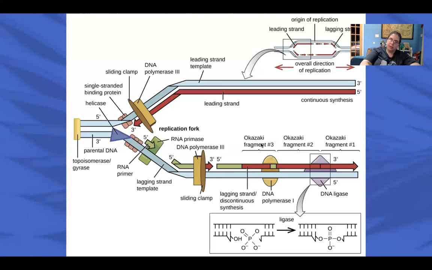Now, because we have all these fragments, we call them Okazaki fragments, and this strand takes longer to build because of the constant connecting and disconnecting of the polymerase. So we call it the lagging strand. Now, once polymerase is done, it's going to go back and take out these primers and fill them in with DNA nucleotides. And then ligase is going to connect all of those sugar phosphate backbones together to make a continuous strand.